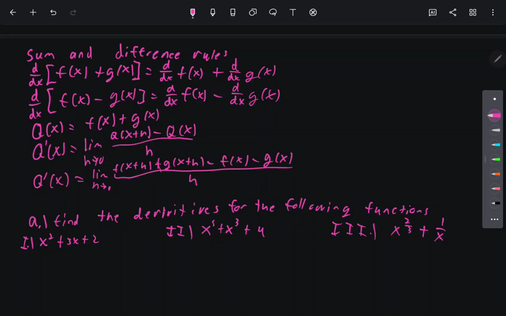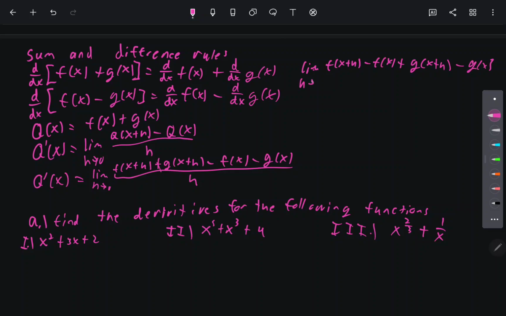Well, I'm running a small bit low on space here, but what I'm going to do now is a small bit of rearranging. So we're going to go back up over here just so you can continue following the process. We're going to group the f of x and the g of x together. So we're going to say f of x plus h minus f of x plus g of x plus h minus g of x, and we're taking the limit as h approaches 0.